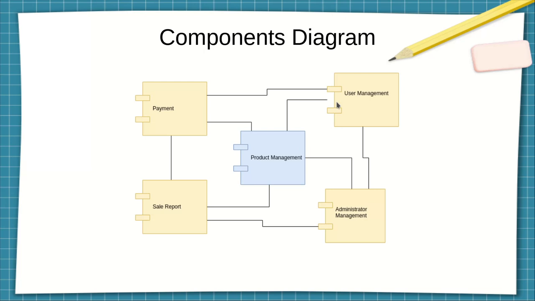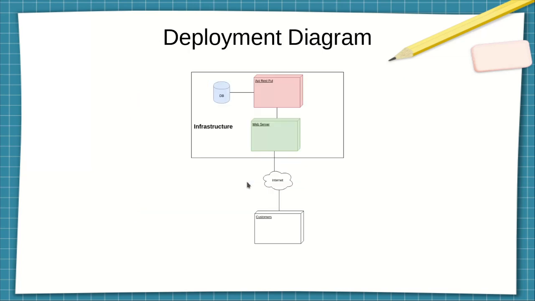The users communicate with the product management to request new products, and they communicate with the payment systems for the authorization of the bank. It is the general idea about the modules, and now we have the deployment diagram.